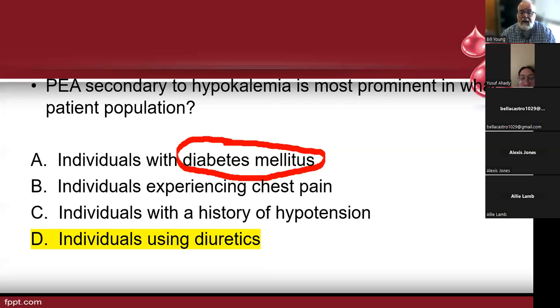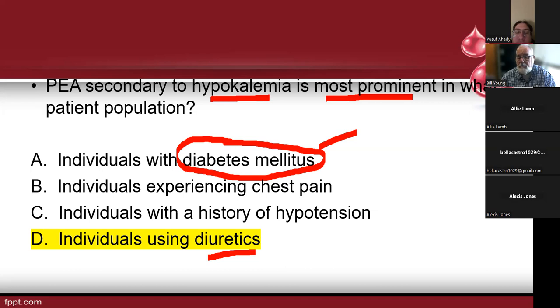Now, again, the question is asking most prominent here, and that's why the diuretics comes into play. With a patient that has diabetes mellitus, why might we want to definitely put them on a monitor, but potentially even run a 12 lead to watch for hypokalemia? Yusef. Because whenever their sugar is high, they have an increased urine output to try to get rid of that and normalize their blood sugar. With the increased urine output, you have increased electrolyte loss. Perfect. Yep, you're exactly right.